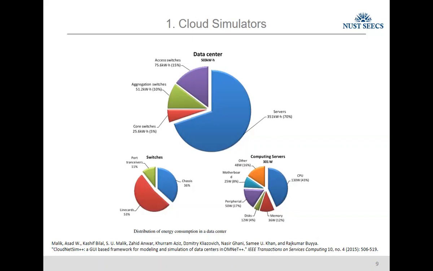Right. And then we have the intermediate switches and how much energy they are consuming, and then we have the computing servers, where we categorize consumption by CPU, memory, disk peripherals, and motherboard. So we are more or less focused on the energy consumption of our servers and our network part.